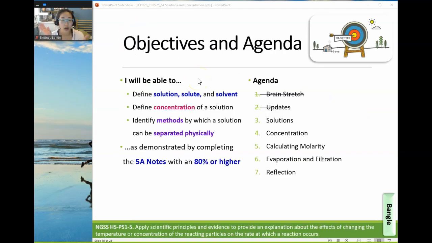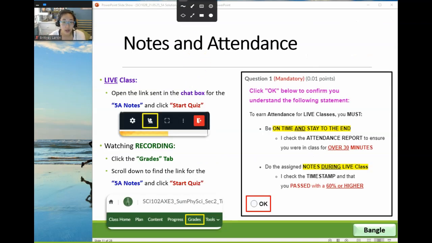All right, so today we're going to be able to define a solution, solute, and solvent, define concentration of a solution, and identify methods by which a solution can be physically separated. And you should be working on your 5A notes, so if you haven't already, make sure that you have opened up your 5A notes and click Start Quiz. If you weren't in class, to get the links, everything is in your Grades tab, so just go to your Grades tab and you'll find that right there.